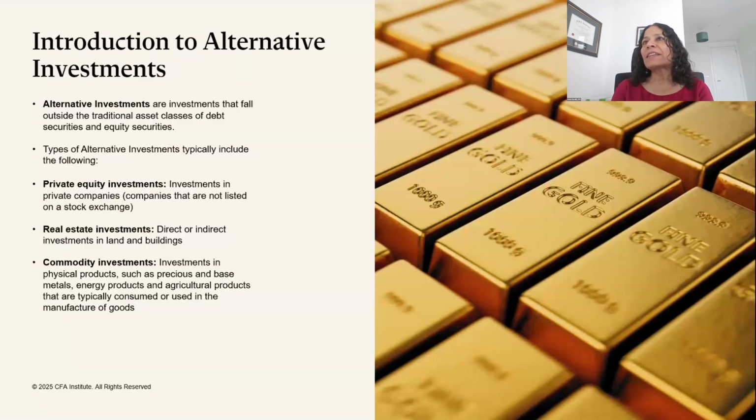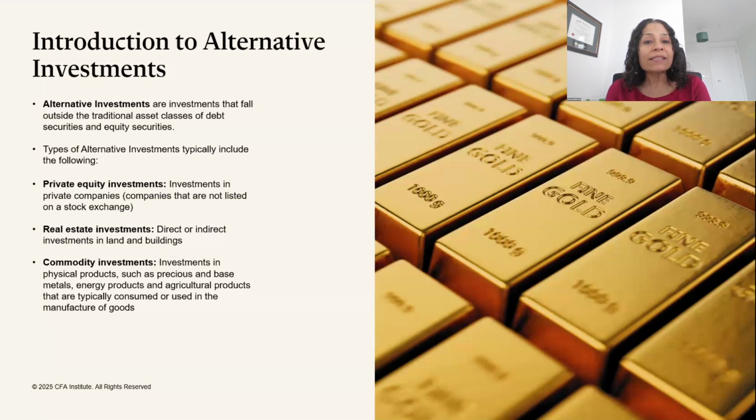Alternative investments are investments that fall outside the traditional asset classes of debt securities and equity securities. Private equity, which are investments in private companies that are not listed on a stock exchange. Real estate investments, which could be direct or indirect investments in land and buildings. And the third asset class that we'll talk about today is commodity investments.